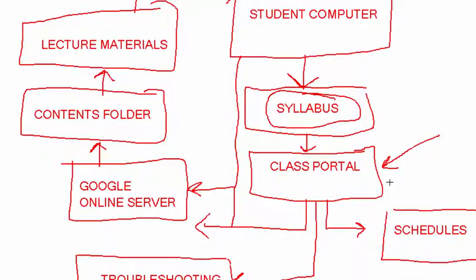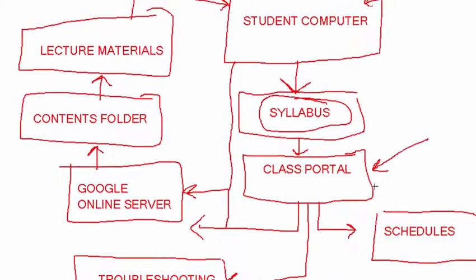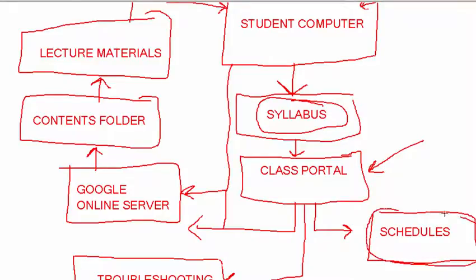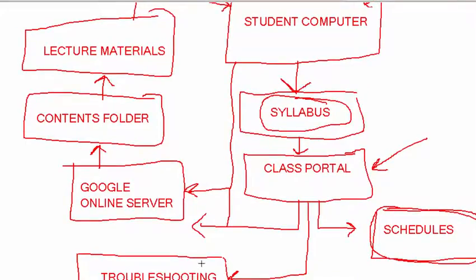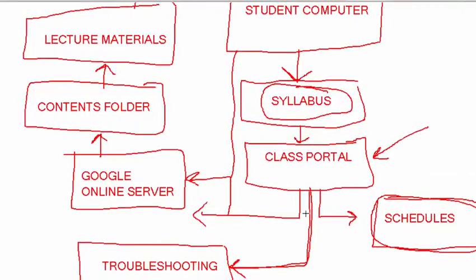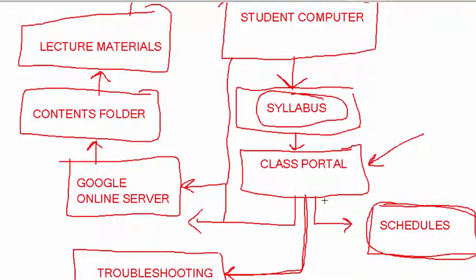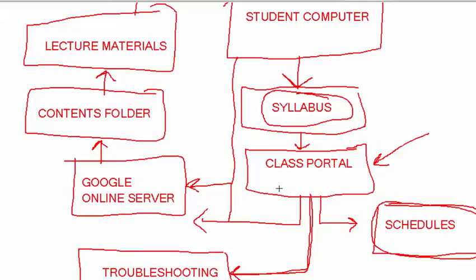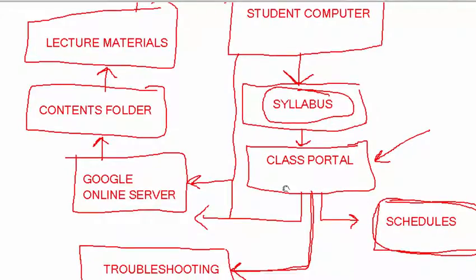Now from the class portal, there will be links to other things. For example, your class schedule will be provided in the class portal via a link. Also, we'll have troubleshooting information related to your class, common problems that we have with software or technology. That will be a link out of the class portal to our troubleshooting document. But one of the key things is that your class portal is going to give you the link to our Google Drive system with our online server. This system is where we store all of your lecture material, and also where we can store homework assignments and that sort of thing.